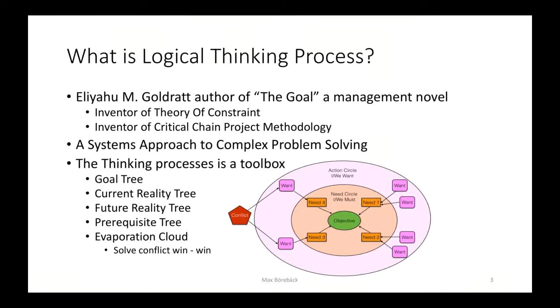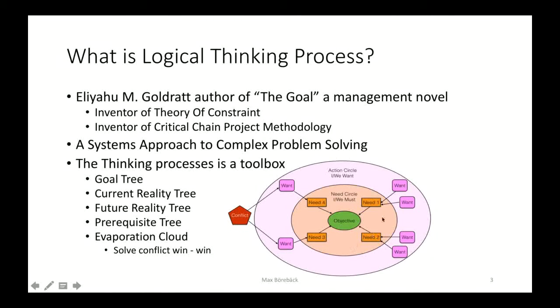The prerequisite tree is to prove the plan. So you take your future reality tree and make a project plan out of it. And then the last tool is the evaporating cloud, which is a conflict resolution methodology that makes a win-win situation for both parties.